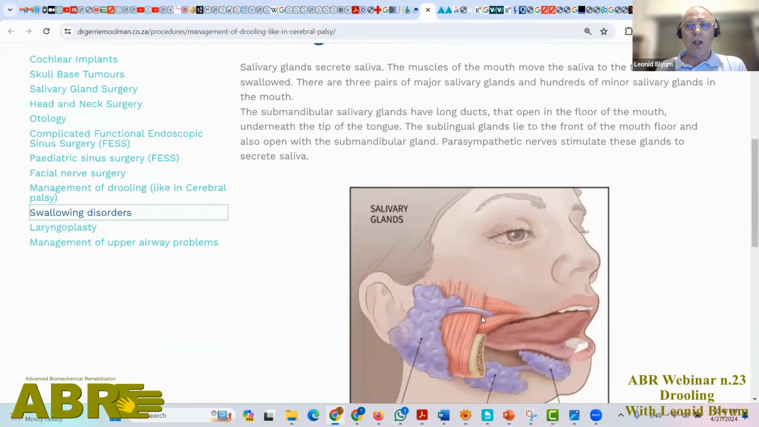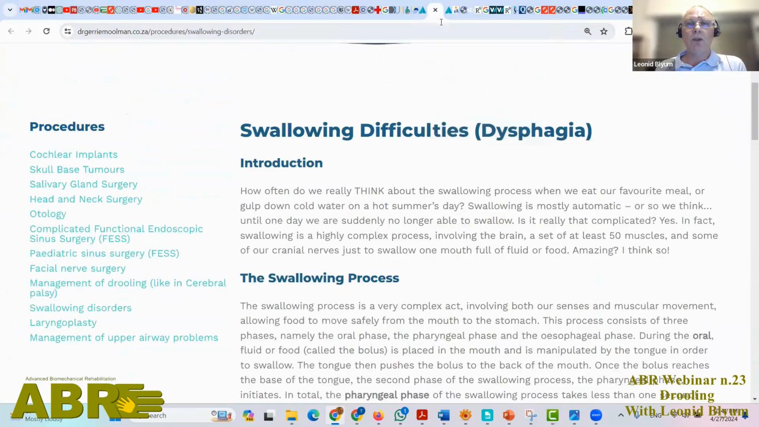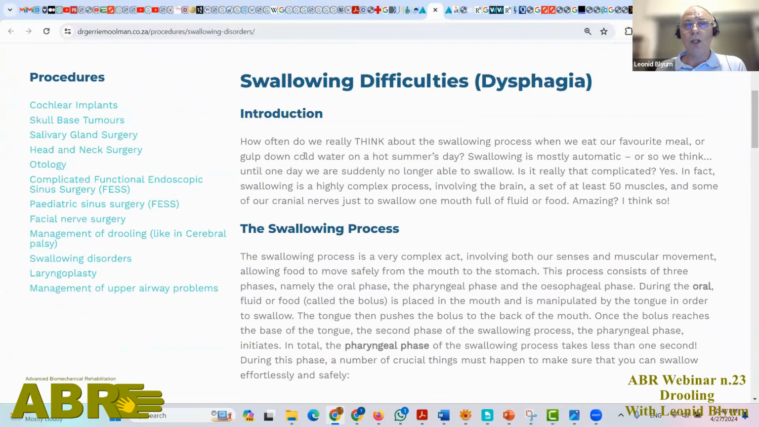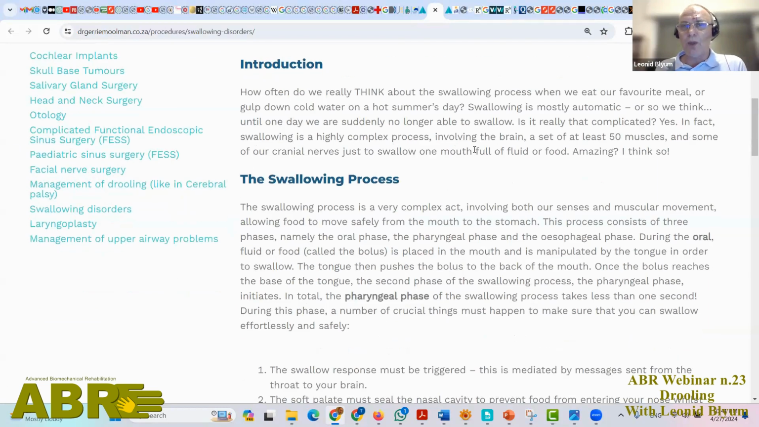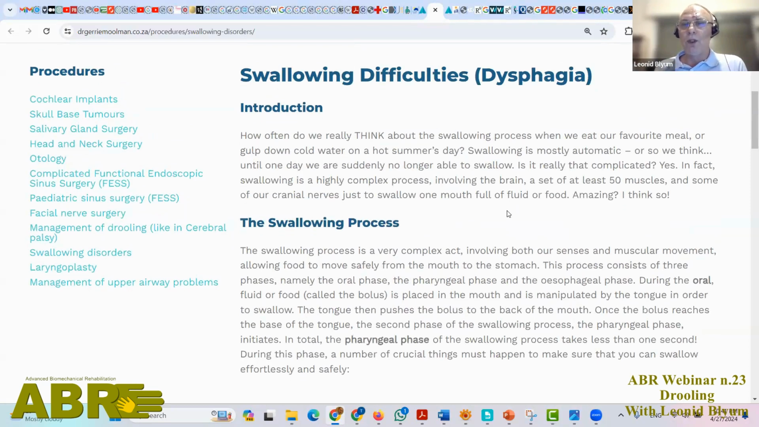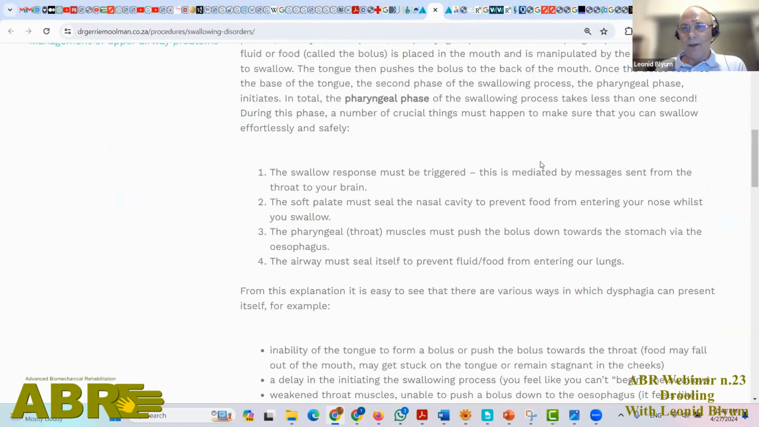Which is really a great demonstration, which shows you the salivary glands and the muscles, and this person also gets the explanation, right? He also talks about the swallowing process and how often we really think about it. Swallowing is mostly automatic until one day we are no longer able to swallow. In fact, swallowing is a highly complex process involving the brain, a set of at least 50 muscles, and some of our cranial nerves just to swallow one mouthful of fluid or food. Amazing? I think so. Now, the thing is, that's not really so amazing the way that is.